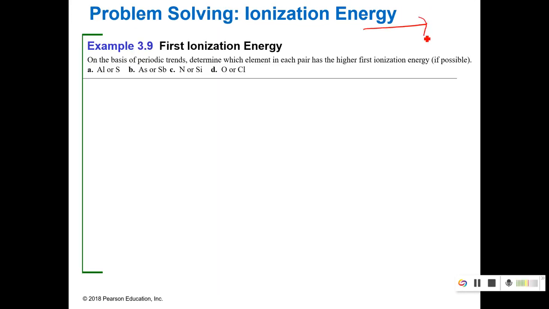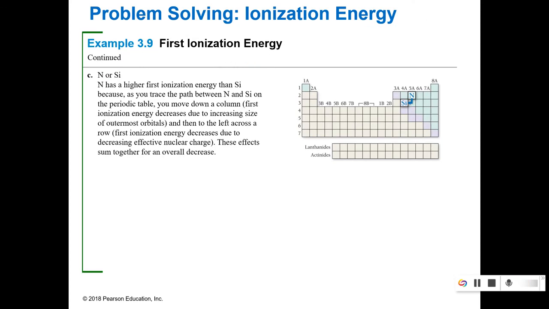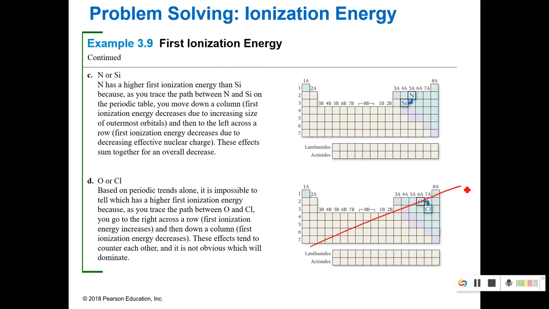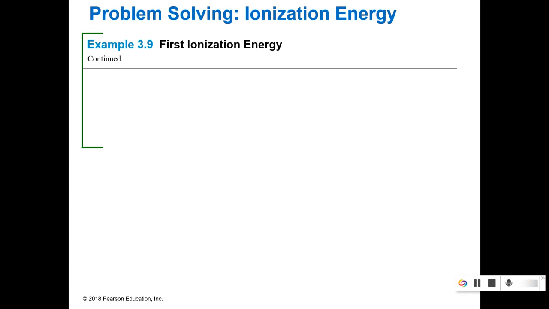Okay, so again, arrows look like this. Those are increasing arrows. I do not like decreasing arrows. So aluminum and sulfur, it will be sulfur. Antimony and arsenic, it will be arsenic. Nitrogen and silicon, it will be nitrogen. Oxygen and chlorine is a can't tell. It's got that weird diagonal. And you can see that diagonal there because these are pointing up and to the right.